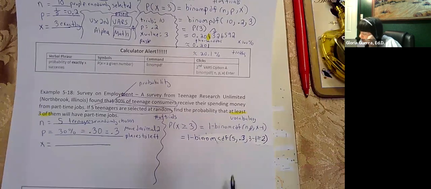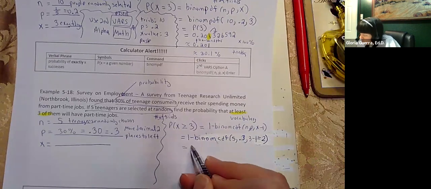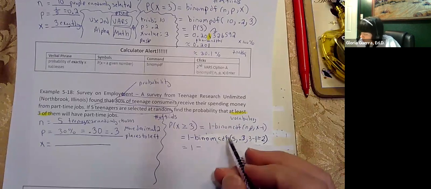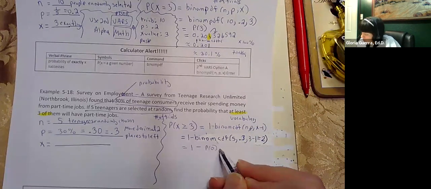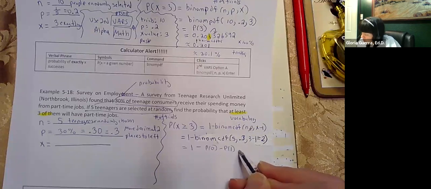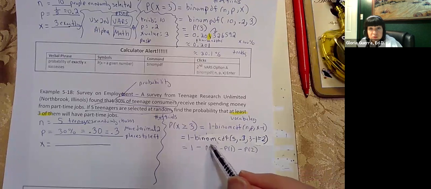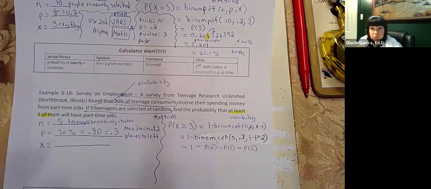So 1 minus binomial CDF. So what this means is this is going to equal 1. And what are we taking away? Remember, CDF starts from 0. So we're taking away P of 0, P of 1, and P of 2. That's what we're taking away.